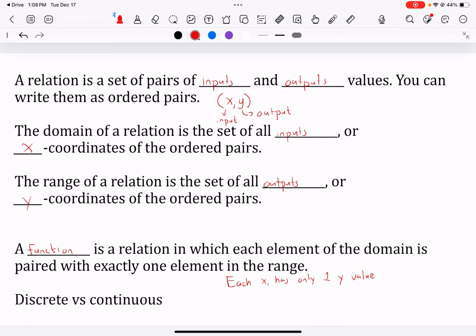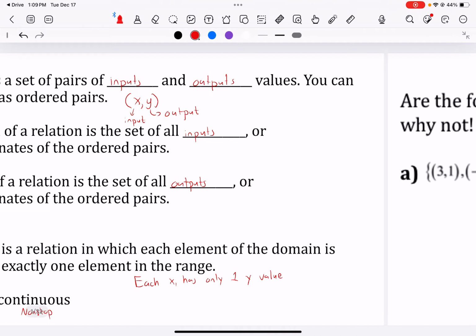And a relation or a function can be discrete or continuous. Discrete just means it's chopped up, so not all numbers are going to be considered to be in the domain or the range. Continuous just means it's non-stop, so there'll be all of the numbers that can be decimal values as well.